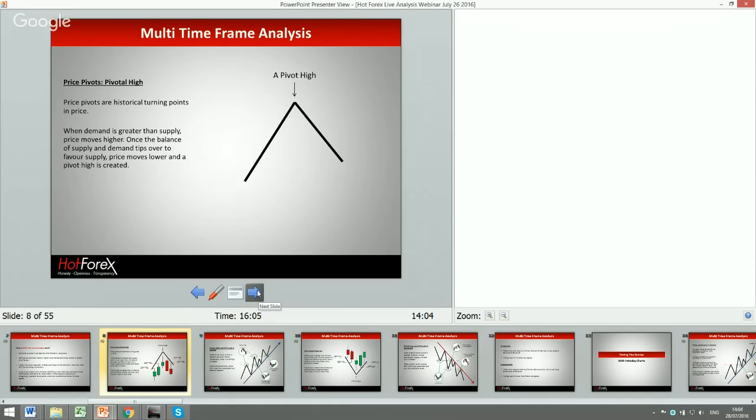Price points, pivot highs. Pivot highs are historical turning points in price. So like any financial market, it's all driven by supply and demand. Once demand exceeds supply, the price moves higher. Once we get to a balance point, we roll over, and supply exceeds demand, the price starts to move down. And it's as simple as that.